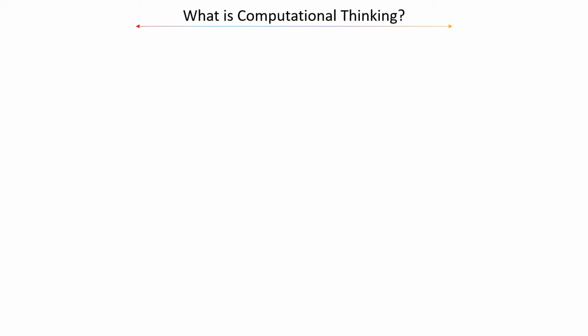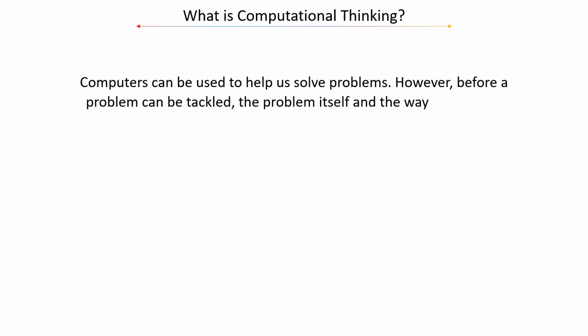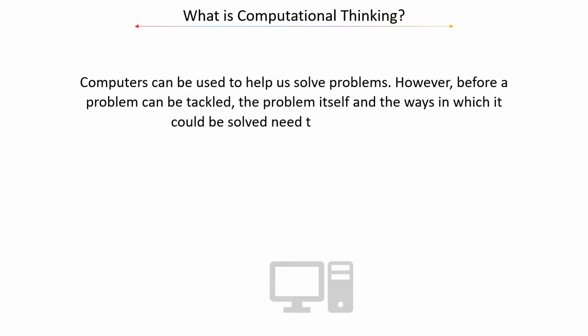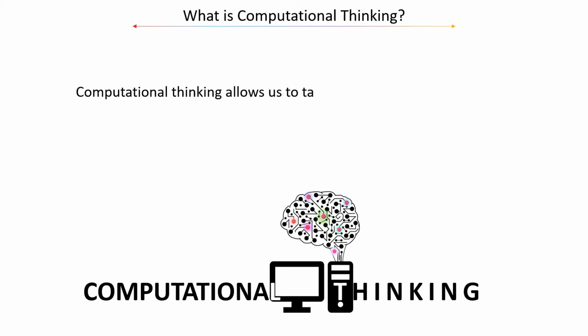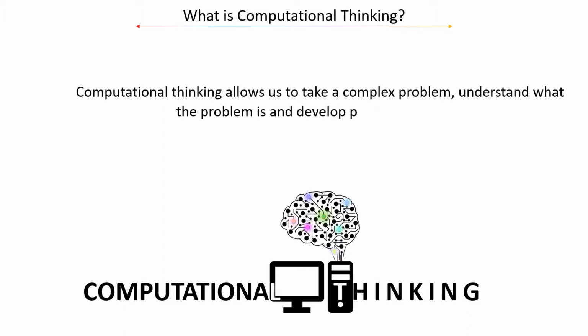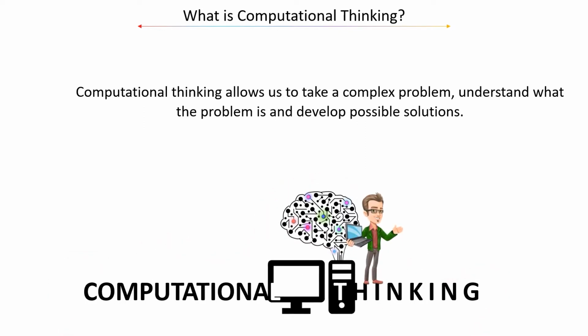Let's begin by understanding what is computational thinking. Computers can be used to help us solve problems. However, before a problem can be tackled, the problem itself and the ways in which it could be solved need to be understood. Computational thinking allows us to take a complex problem, understand what the problem is, and develop possible solutions. We can then present these solutions in a way that a computer, a human, or both can understand.